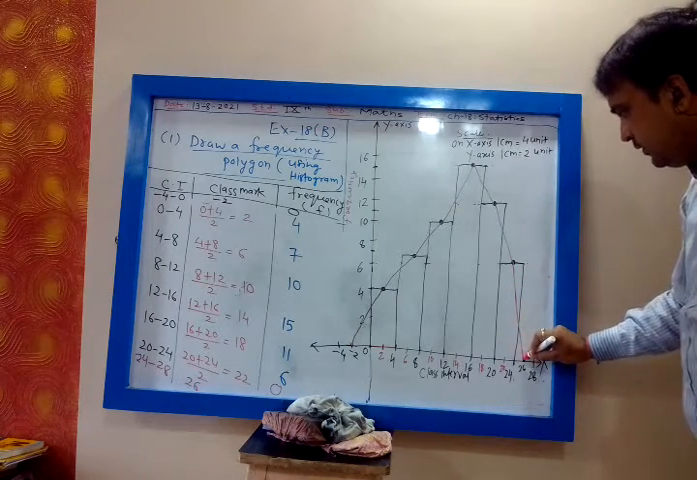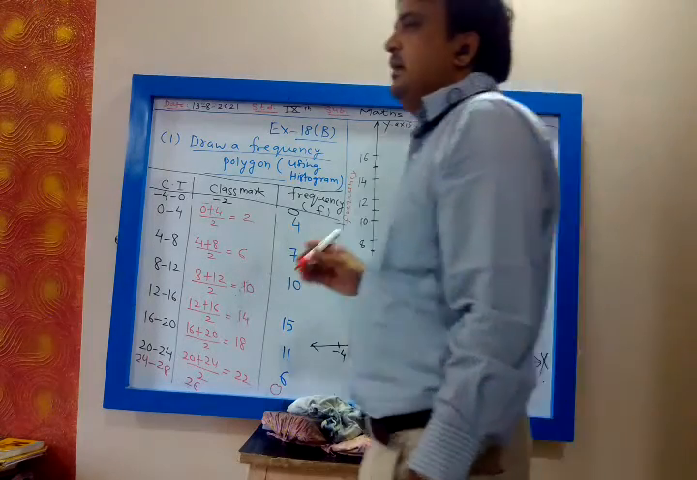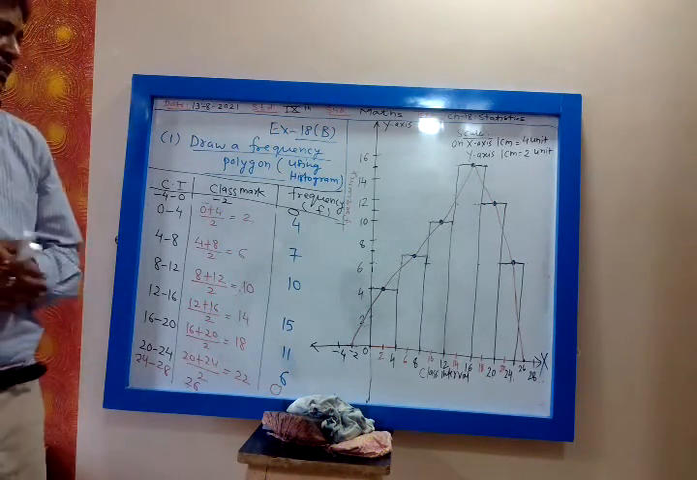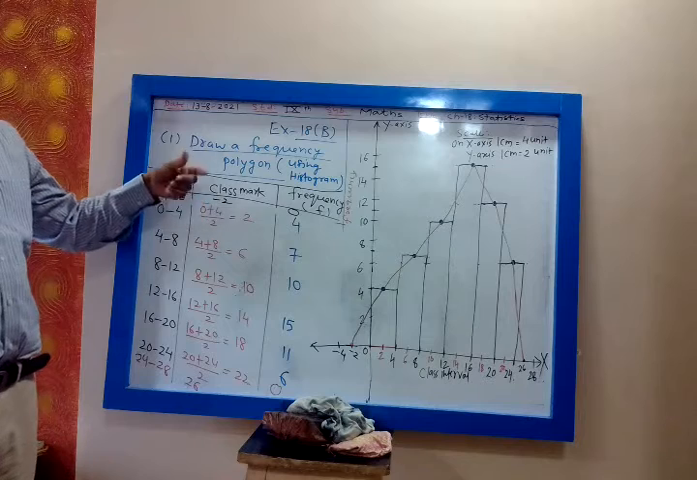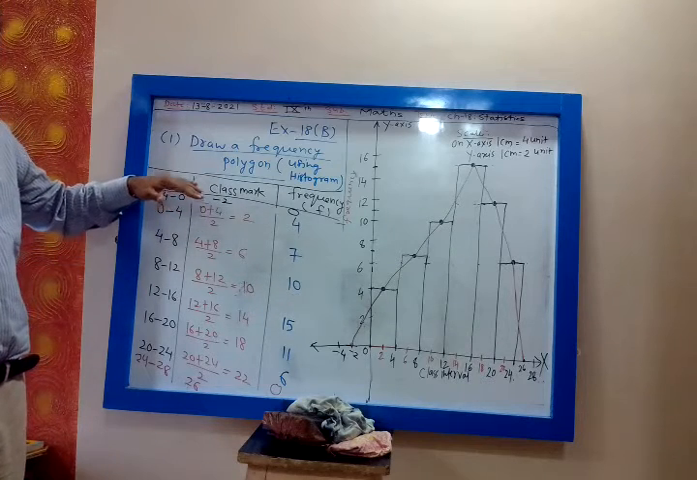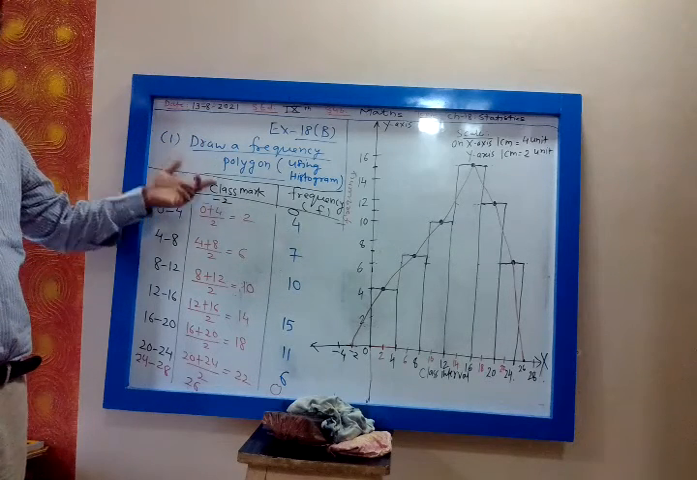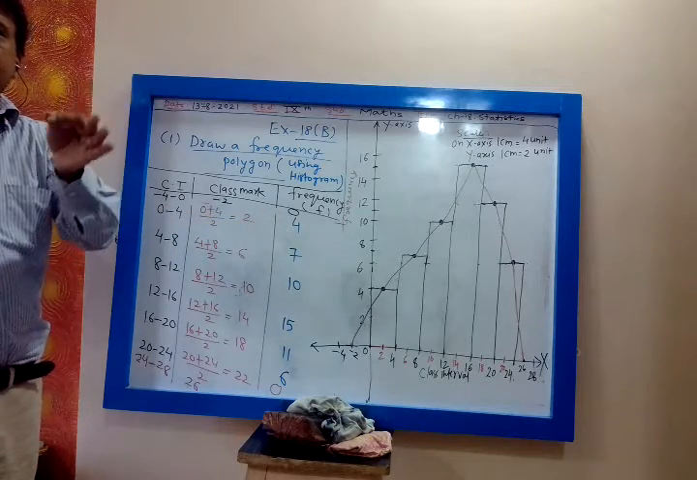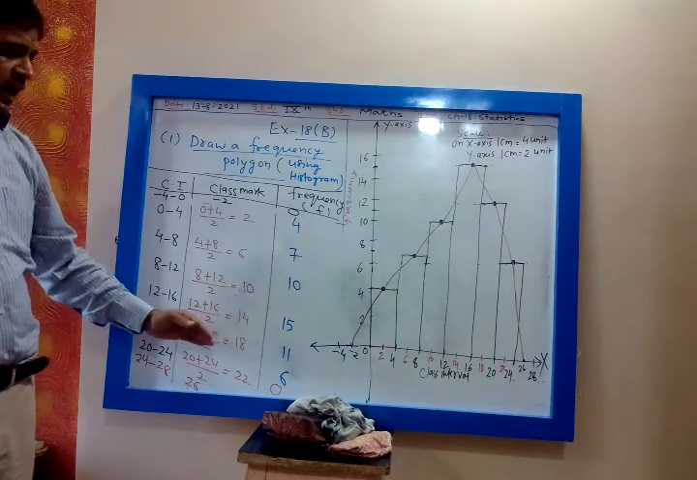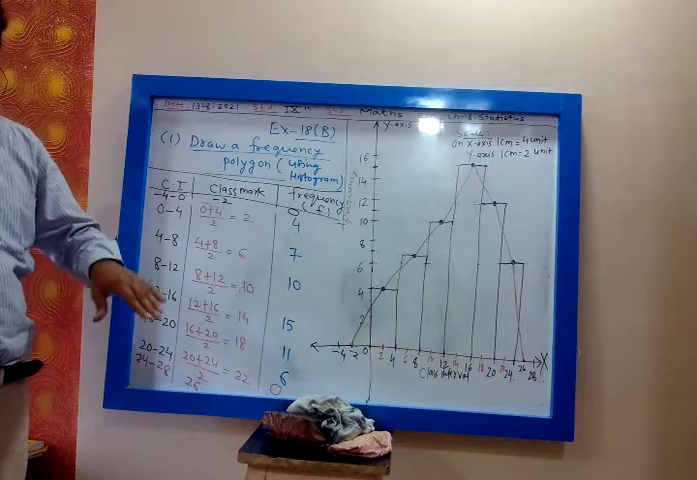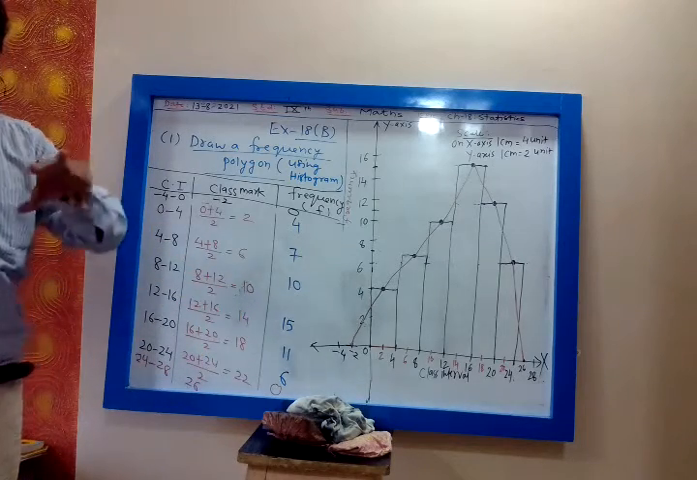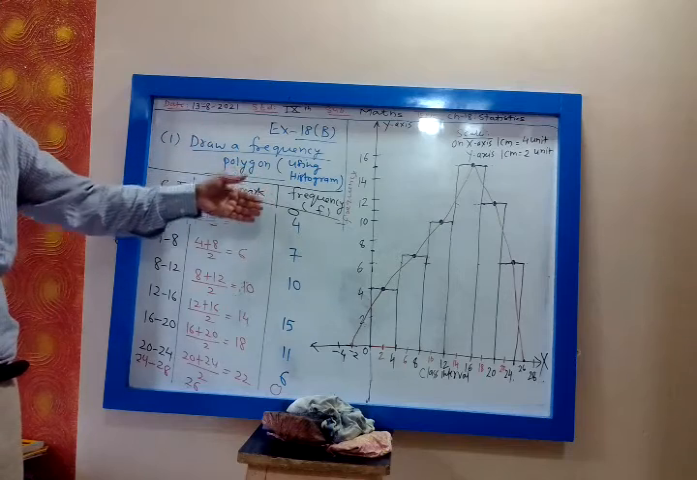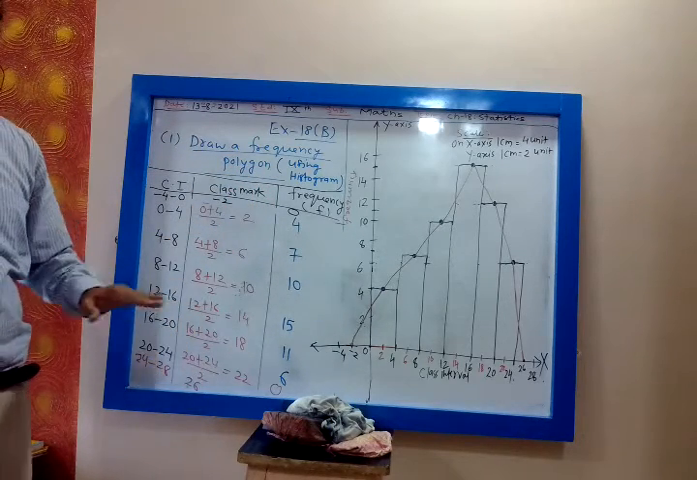Frequency is 0. So what is this, you remember? The frequency polygon must start from the x-axis. To start the frequency polygon from the x-axis, I will take one previous class interval with 0 frequency. Then the frequency polygon must end at the x-axis. At the end I will take one more class interval with 0 frequency. So two additional class intervals we have to take: one in the beginning with 0 frequency, another at the end with 0 frequency.